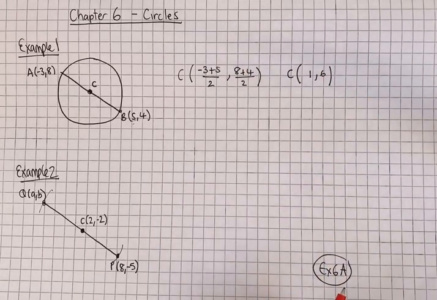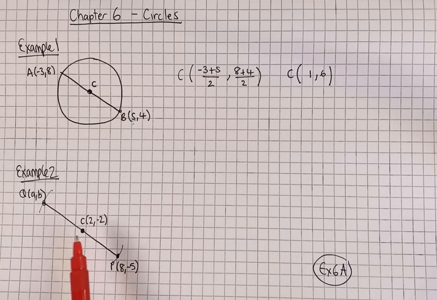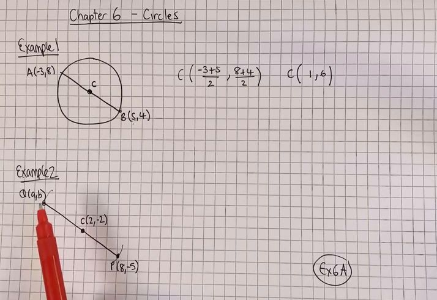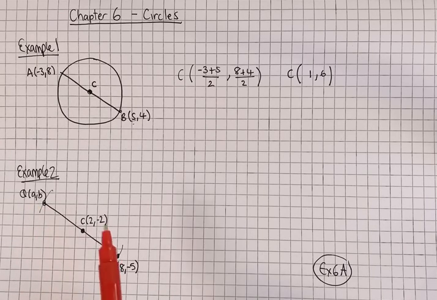Okay, on to example 2. Similar question again, we've got the diameter of a circle, except this time we're given the centre and the coordinates of the one side, and we have to work out the coordinates of where it hits the other side of the circle. Now, to answer this question, again, it's very easy. We can just do it by eye.